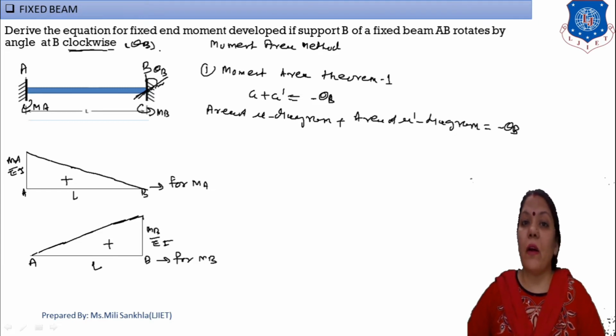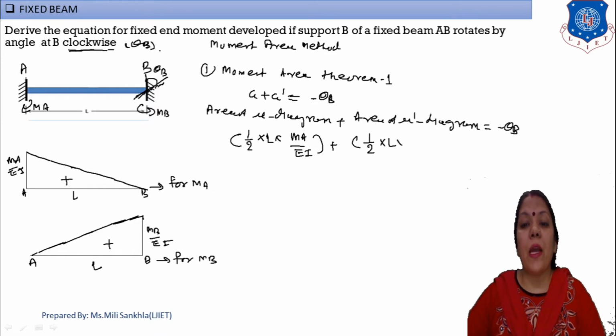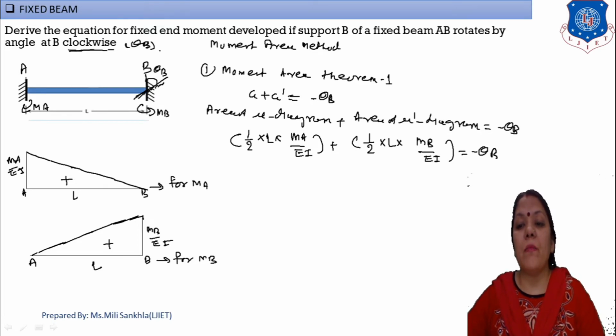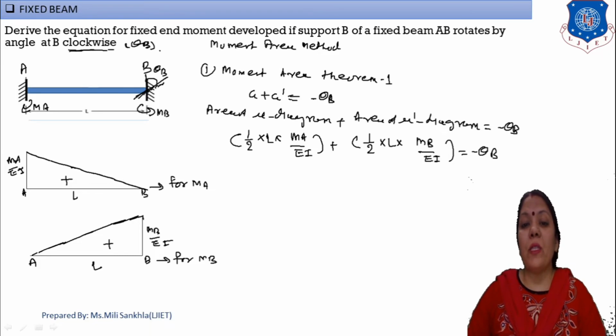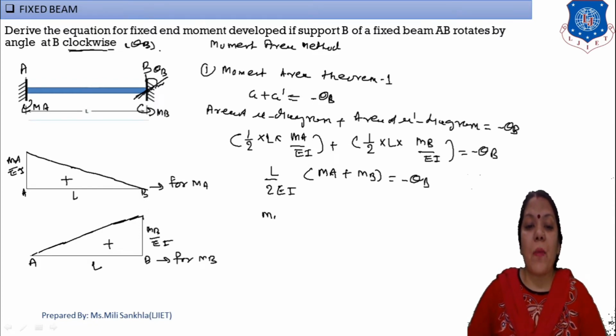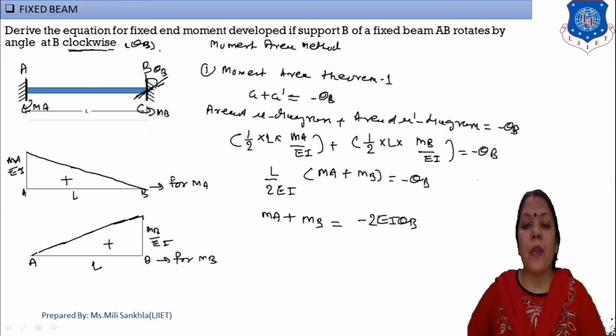Now area of first diagram, again a triangle, area of triangle is equal to 1/2 into base L and height MA by EI, plus second diagram 1/2 into L into MB by EI, equal to minus theta B. Now common values are L by 2EI, common value into L by 2EI, and first term is left with MA and second term is left with MB, and minus theta B. Now MA plus MB is equal to, cross multiply this term, so minus 2EI theta B divided by L.